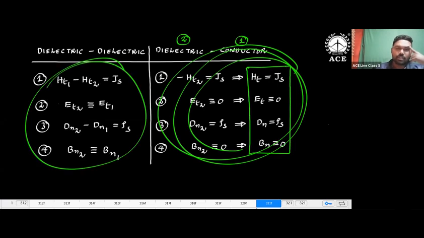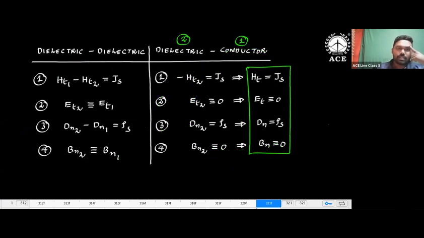You just need to remember these four boundary conditions. What are they? H_T1 minus H_T2 is equal to J_S. Next one, E_T2 is equal to E_T1. Next one, D_N2 minus D_N1 is equal to rho_S. Fourth one is B_N2 is equal to B_N1.